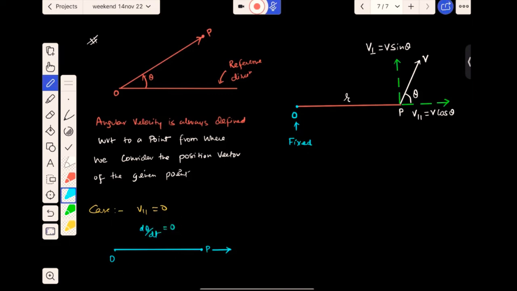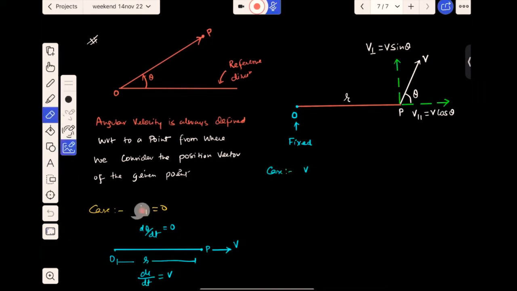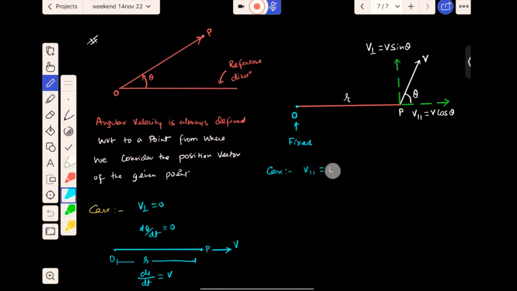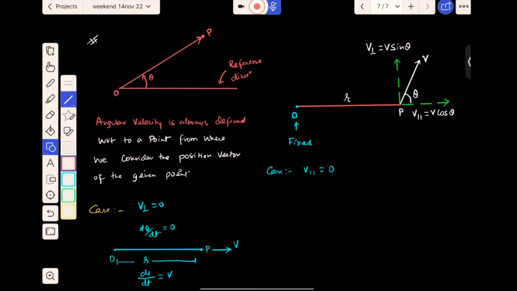And at any point of time, the separation is r. So what we have in this case is our dr by dt, the rate at which that separation changes, will be v only, or not? Now, next case: this case is v, sorry, by mistake I wrote v perpendicular is 0.